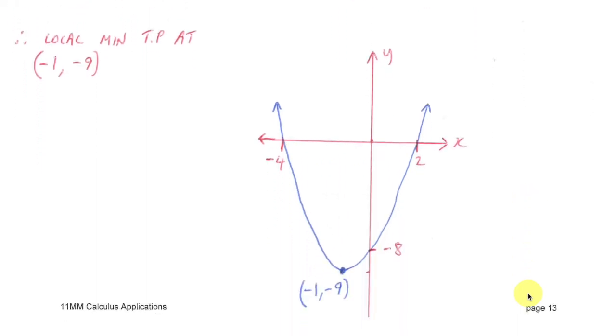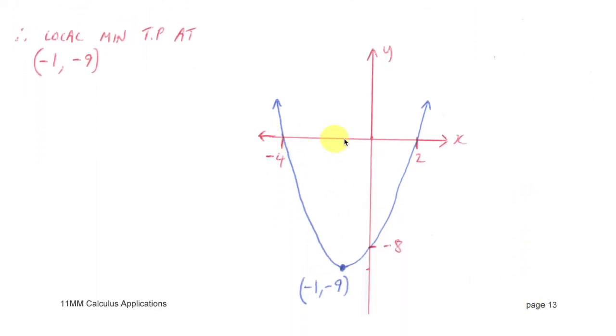So now with all of that information, I've got my x-intercepts, I've got my y-intercept. I know it's an upright parabola because of the coefficient of the x squared. I also know the exact location of that minimum stationary turning point now as well. In the past, we just estimate that.